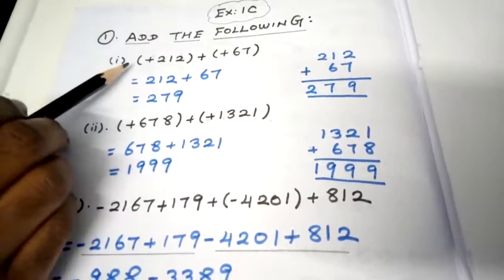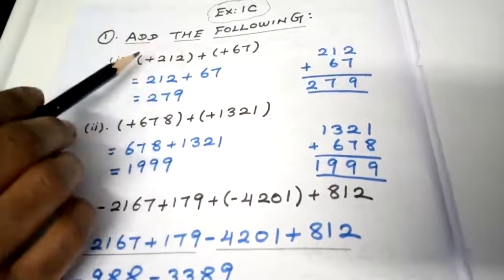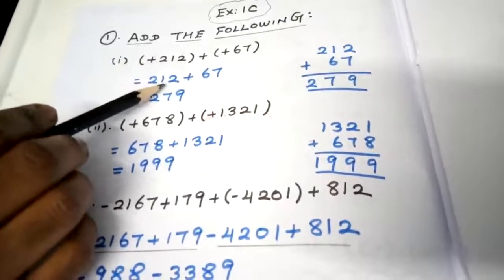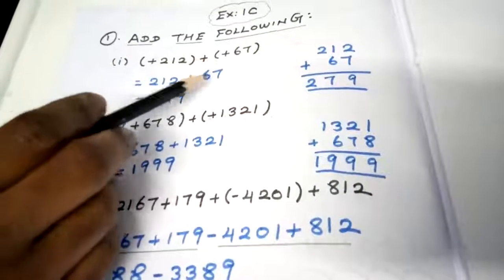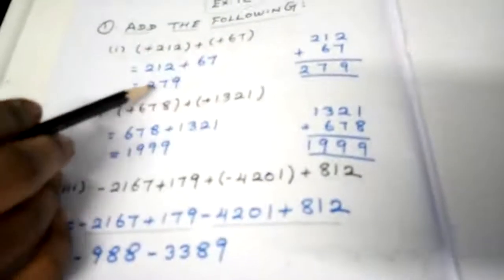Exercise 1C, same type of questions you are going to have, similar to exercise 1B, but here we are not going to use the number line. Normal calculation we are going to do. You are having two numbers. First we have to remove the bracket here, students. 212 plus into plus plus 64. What is the symbol I am having here? Positive, both. Add the values, you will get the answer as 279.